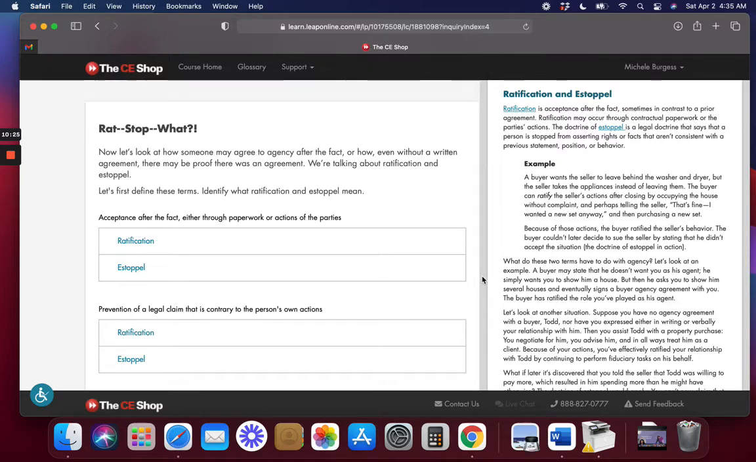The buyer can ratify the seller's actions after closing by occupying the house without complaint and perhaps telling the seller, "That's fine, I wanted a new set anyway," and then purchasing a new set. Because of those actions, the buyer ratified the seller's behavior. The buyer couldn't later decide to sue the seller by stating that he didn't accept the situation. The doctrine of estoppel is in action.